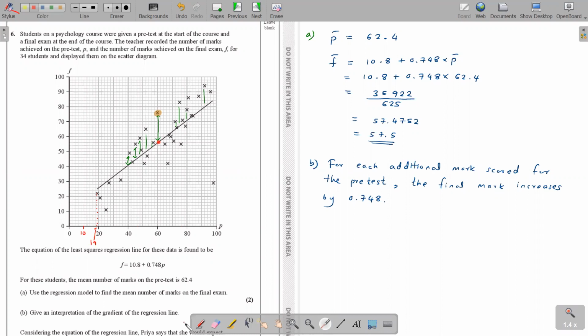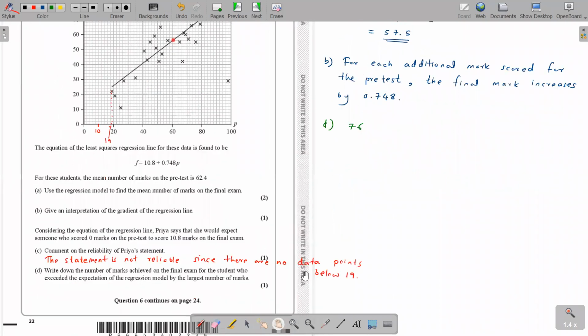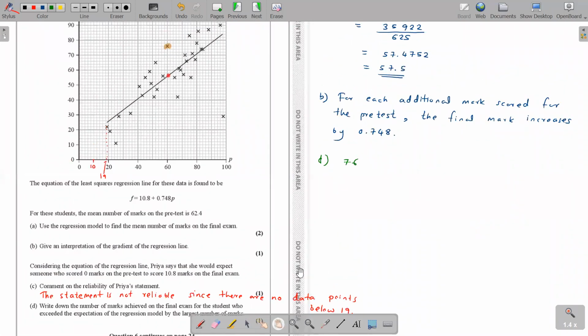Okay, so then we'll write down the answer. I'll erase the others. Okay, so it should be what? The answer for part C is the part D, right? Answer for part D is 76. 76 marks. The student achieved 76 marks and he's the person who exceeded expectations the most. Do you agree with me? Okay, let's go for the next part.